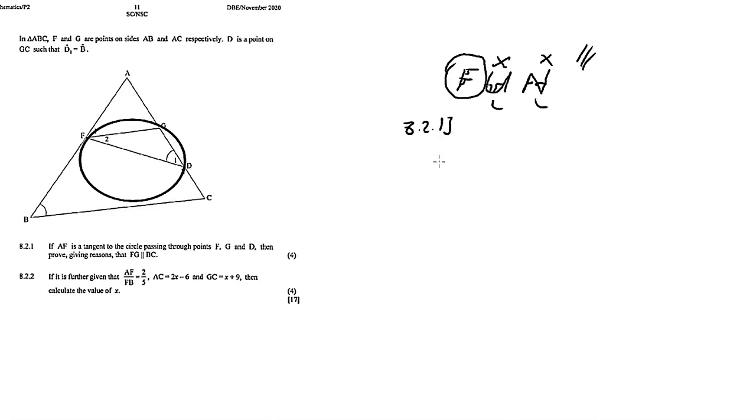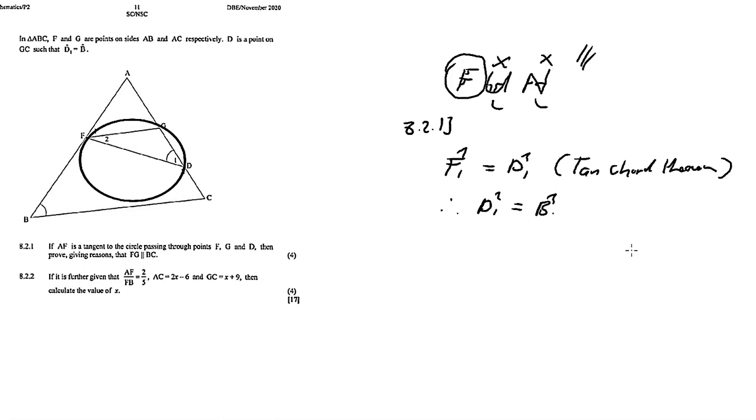8.2.1. Very obvious, this one. F1 is equal to D1. Why? It's because of the tan chord theorem. I believe it's theorem 9 or 8, somewhere up. F1 is equal to D1. So therefore D1 is equal to B1. Remember, this is given.